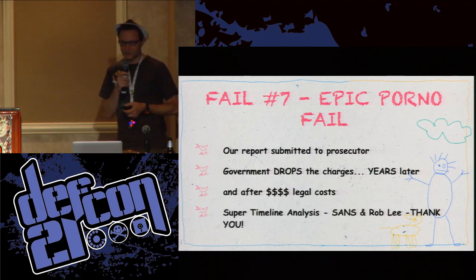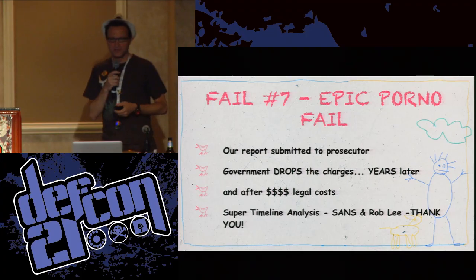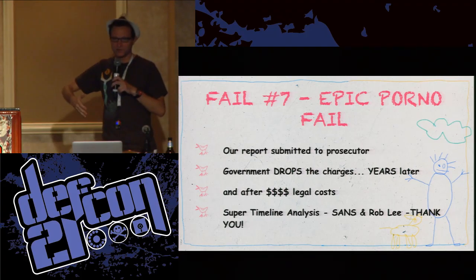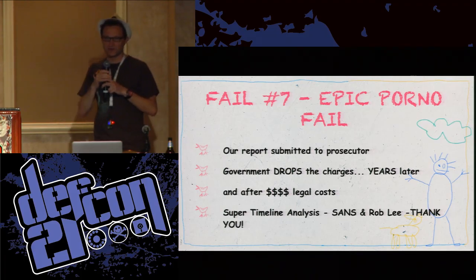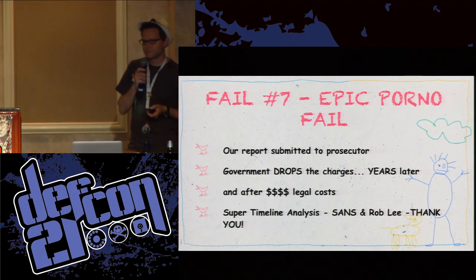To do all this, I just want to give a thank you to Rob Lee and SANS. Anyone know Rob Lee? We use Super Timeline Analysis to do a lot of this work. Super Timeline is a really amazing piece of software that will go through the computer and look at all the computer-generated artifacts and put everything into a nice chronological sequence for you. Definitely one of the best pieces of software I've used.